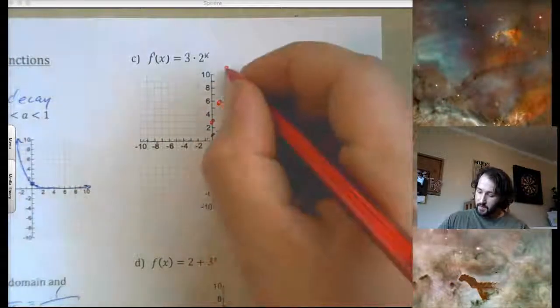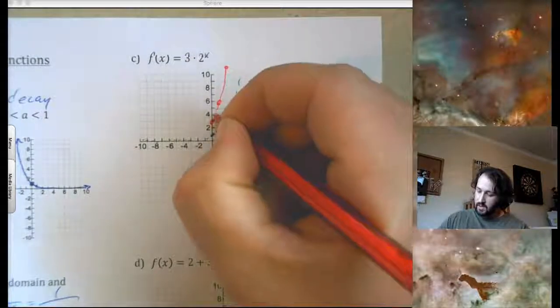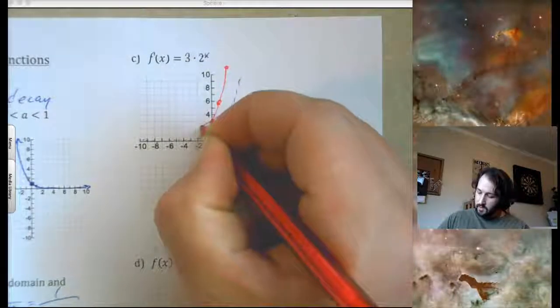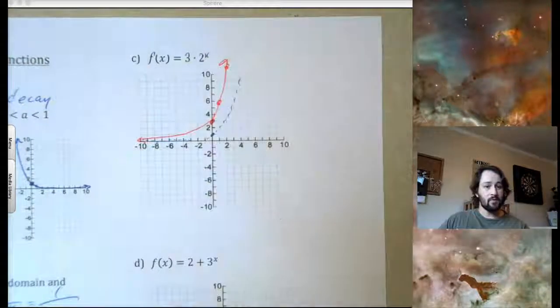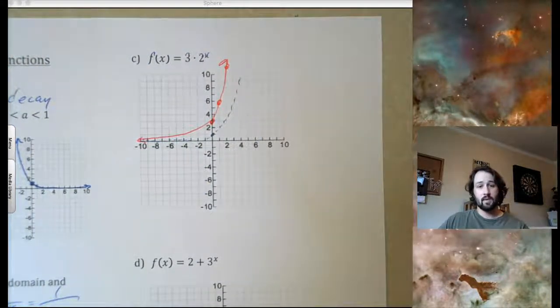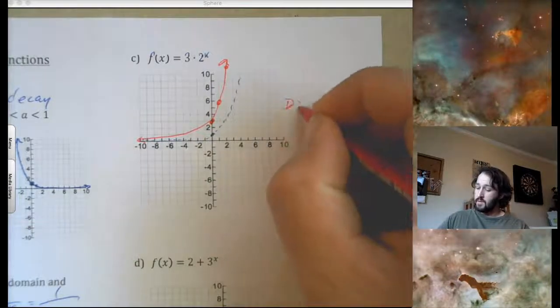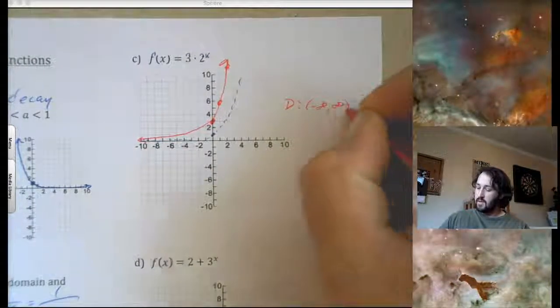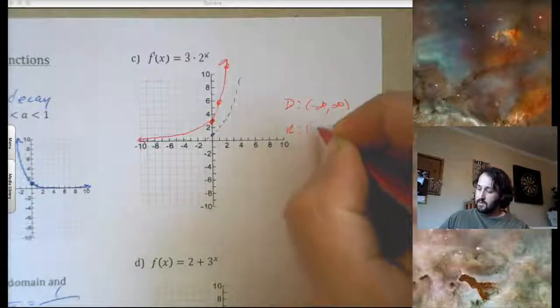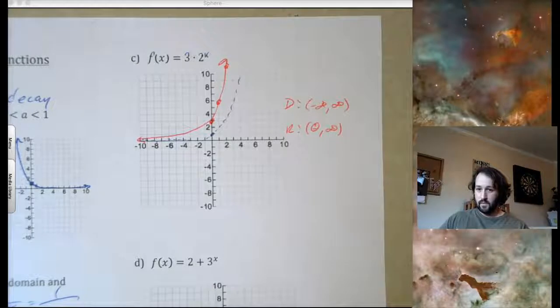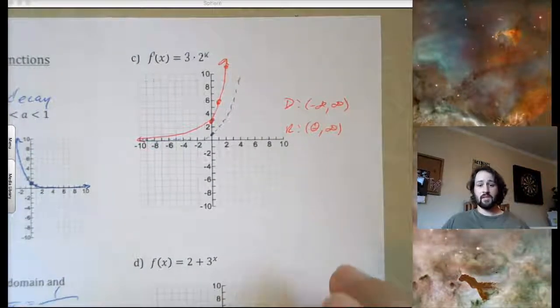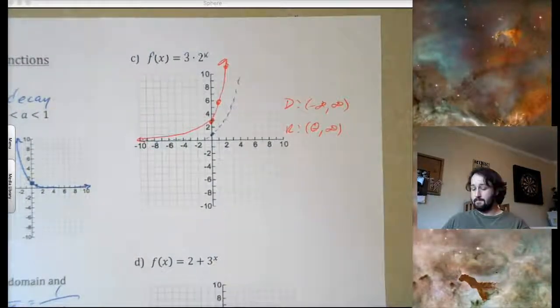So what's going to happen is if I follow this function, as I'm going down, it's going to get closer to 0 still. It's not moving up, so I'm not moving my asymptote up or down. So the domain is still negative infinity to infinity, and the range is still 0 to infinity. Didn't move up or down. The only time our range is going to change is if we move our asymptote up or down.